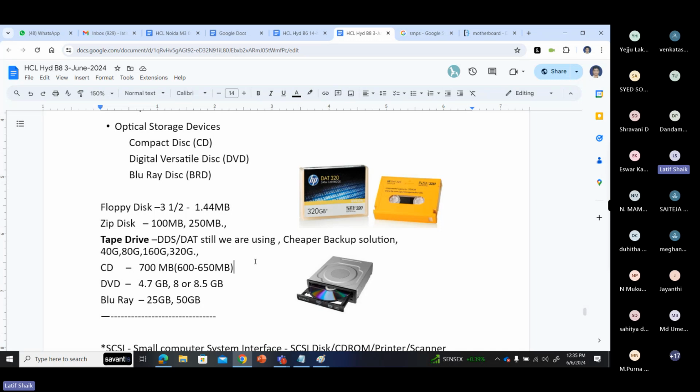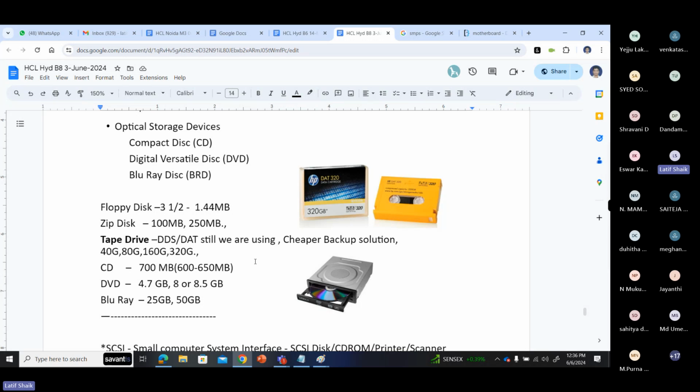DVDs are 4.7 GB in a single layer. In double layer, DVDs can support more than 8 GB, 8 or 8.5 depending upon the manufacturer. Blu-rays are generally 25 GB capacity drives. And when floppy disks came, floppy disks were in more demand. There were special lessons on how to apply write protection and read protection to your floppy disk, that kind of stuff.